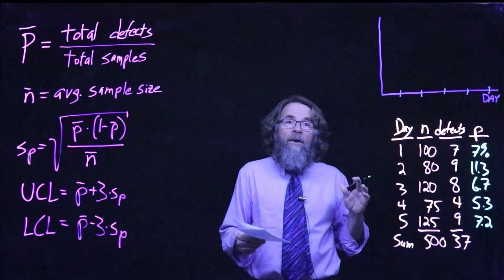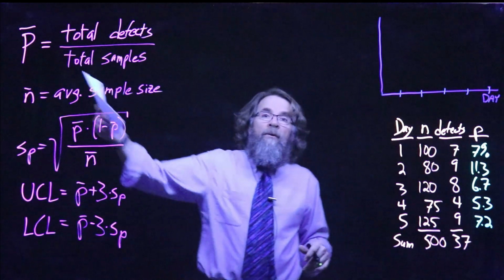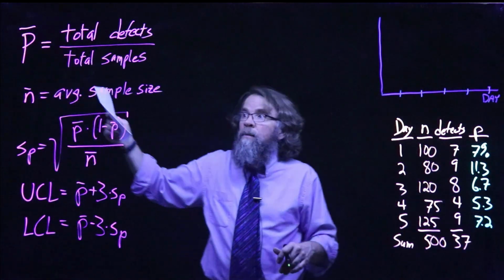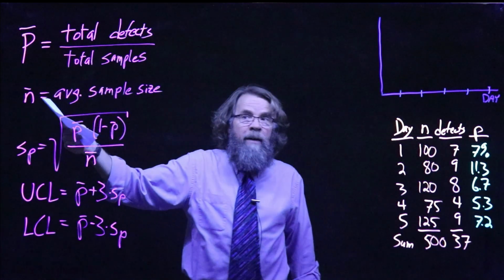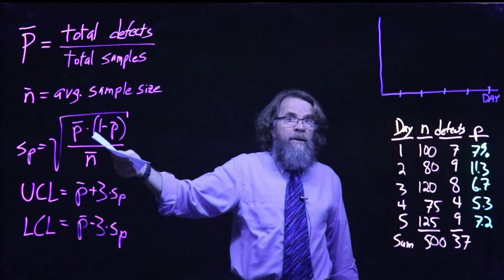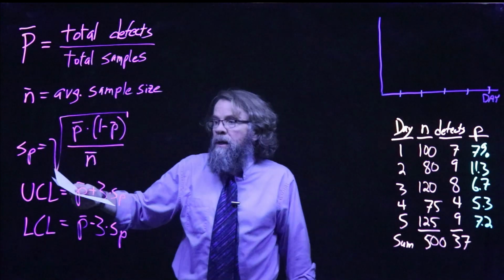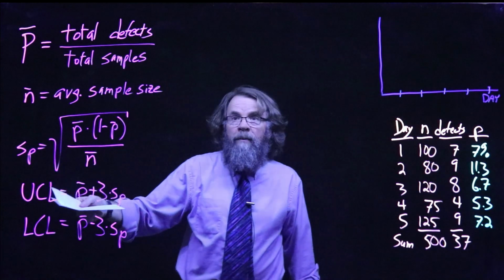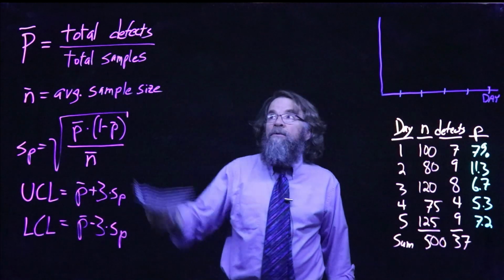So to do that, we need to calculate several things. We need to know the average defect rate, P bar. We need to know the average sample size, N bar. We need to know the sample standard deviation, S. And then we can compute the upper control limit and the lower control limit using those numbers.